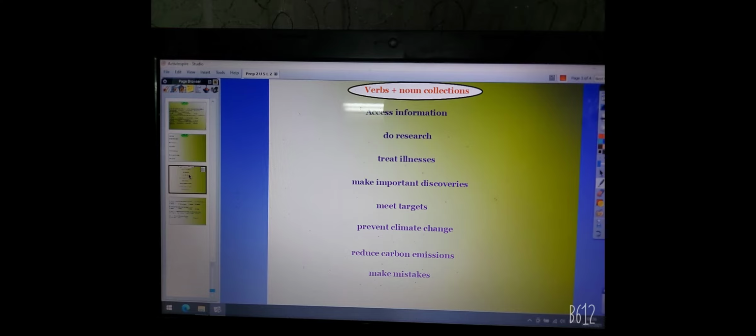The last one, make mistakes. For example, developing countries should avoid making the mistakes made by developed countries. That's all for our new words.